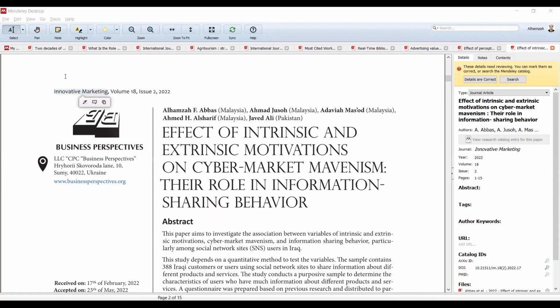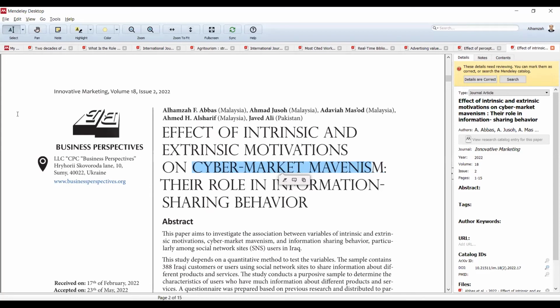All right, and then we can see that here. What I did at first, I went to the scope of the journal, and I found out this is Innovative Marketing, and my work is also marketing. You see, cyber market, Mavinism here. It is related, and it also talks about motivations and information sharing behavior. You see, these are the keywords I have here. So I said, this is a suitable journal for me, so why don't I give it a try, all right?